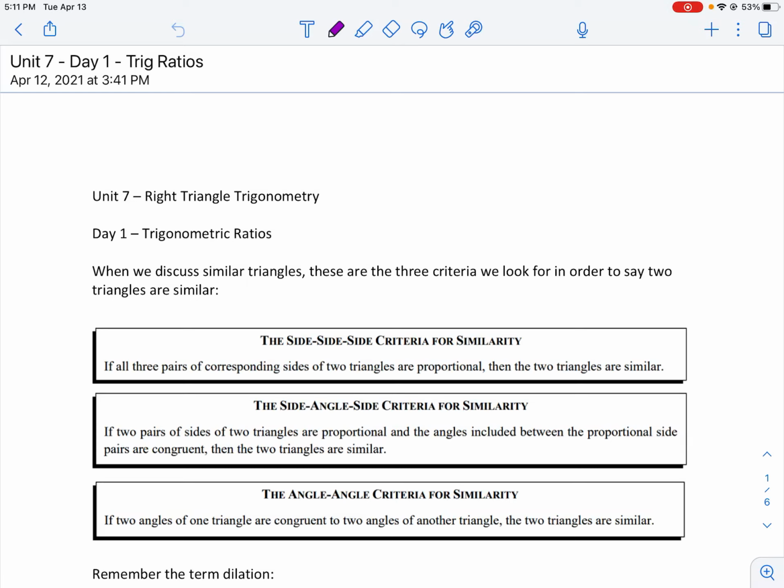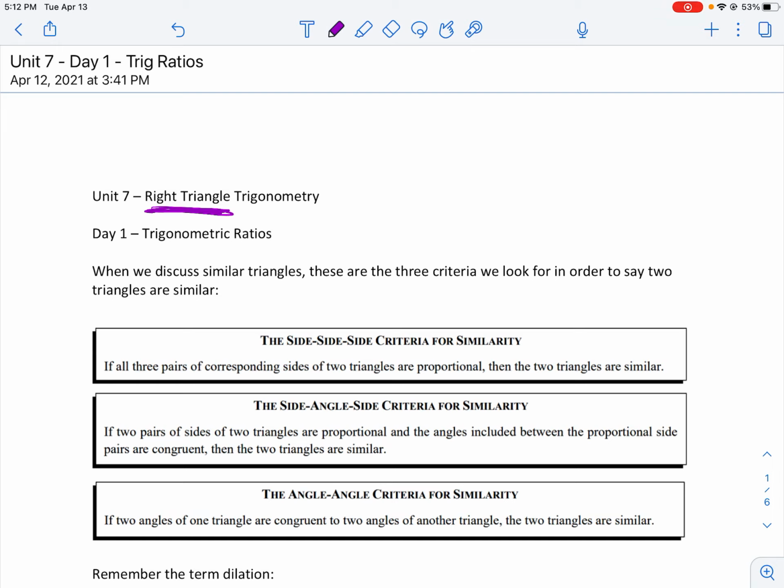Hello, ladies and gentlemen. This is Unit 7, Day 1, and we're going to start talking about trigonometric ratios, okay? So before we can start talking about that, we need to mention something about similar triangles, because similar triangles allow for this thing to happen. And more importantly, similar right triangles, right? Right? Yeah, no pun intended. But anyway, trigonometry is only involving right triangles, okay?